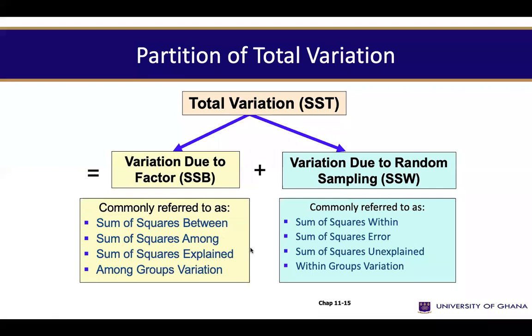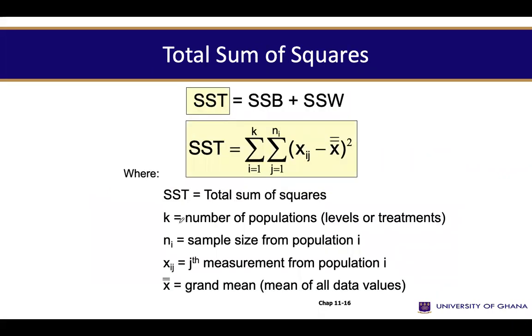As I said, the other names that are given to the sum of squares, of course, we can have sum of squares between, sum of squares among, sum of squares explained, among group variation. They are all ways you can call the SSB. And then the SSW can also be known as sum of squares within, sum of squares error, the unexplained sum of squares, and the within group variation. Yes, they can also have that. Now, let's do some mathematics. Okay.